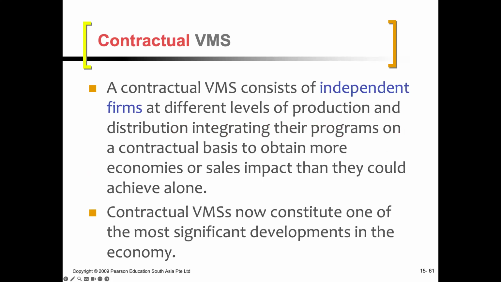The last one is the contractual vertical marketing system. This type consists of independent companies at different levels of production and distribution integrating their programs on a contractual basis to obtain more economies or sales impact than they could achieve alone. So contractual vertical marketing systems now constitute one of the most significant developments in the economy.